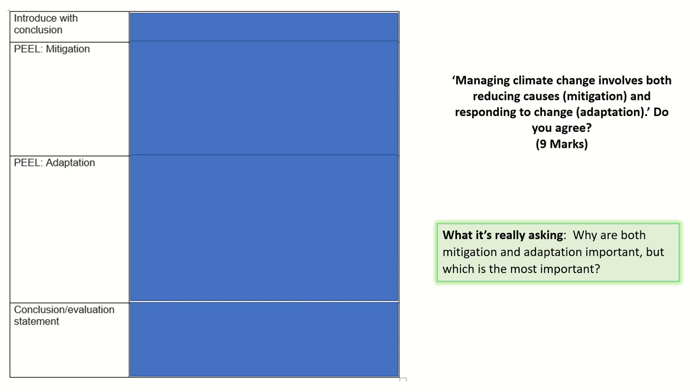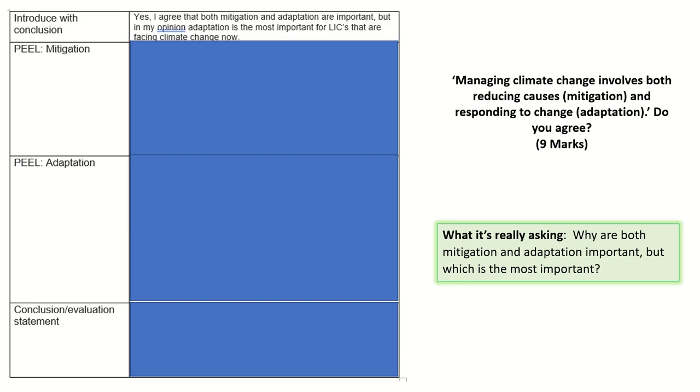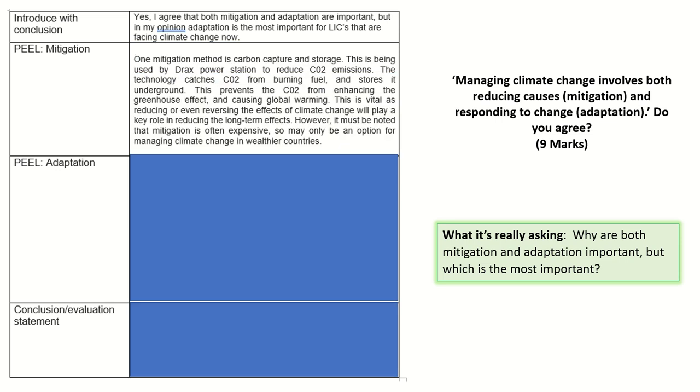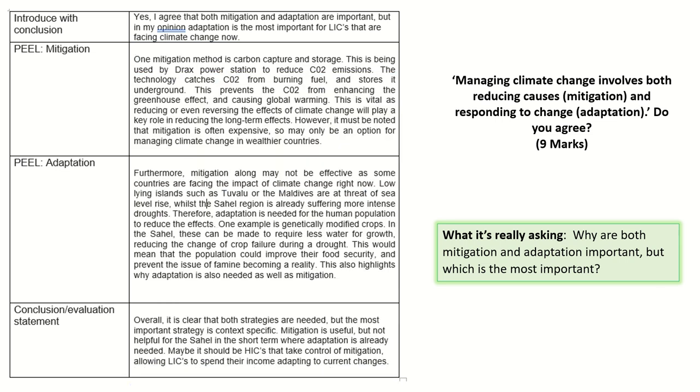The do you agree is slightly easier but you have to make sure you've got both those sides of the argument, and to get the 9 out of 9, you've got to make sure you include those links as well. So yes, I agree that both mitigation and adaptation are important, but in my opinion, adaptation is the most important for LICs that are facing climate change now. I'll let you read through this at your own leisure. You might want to pause the video to have a quick read.